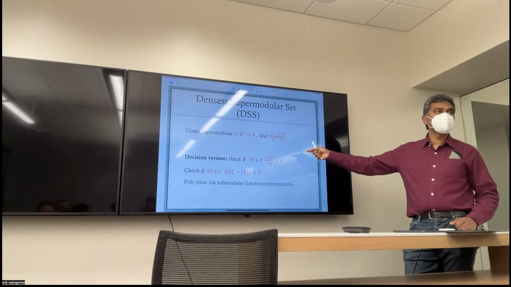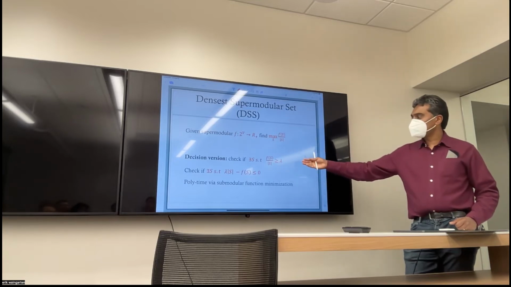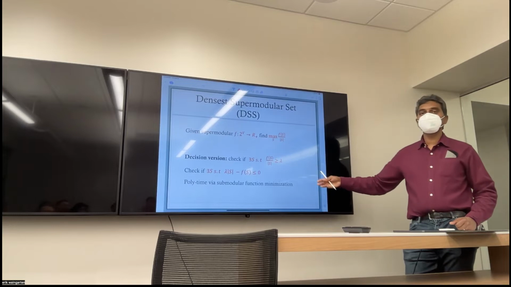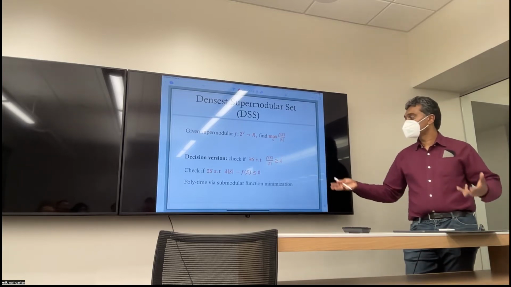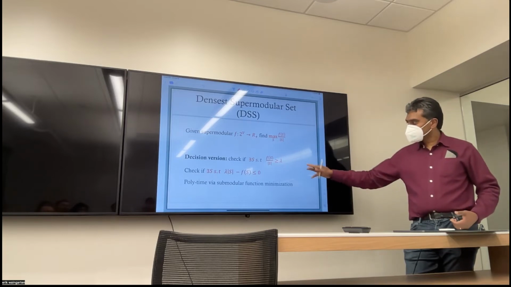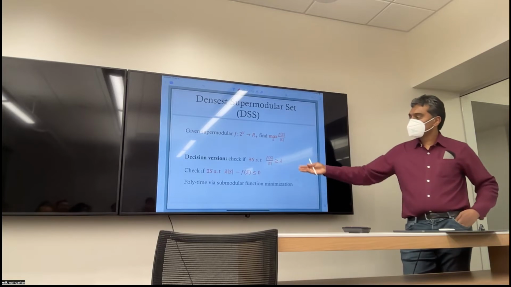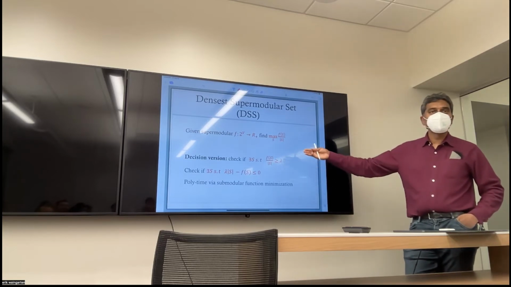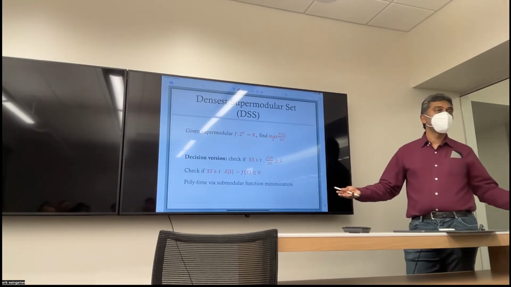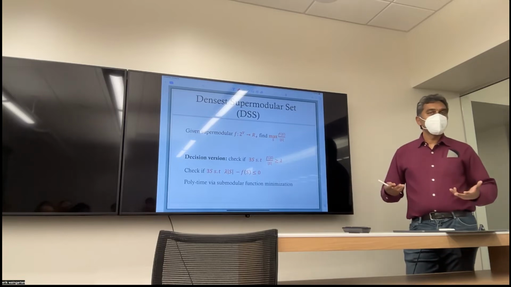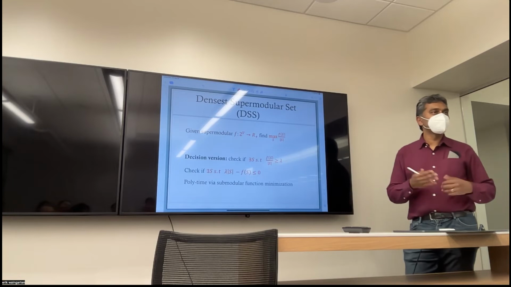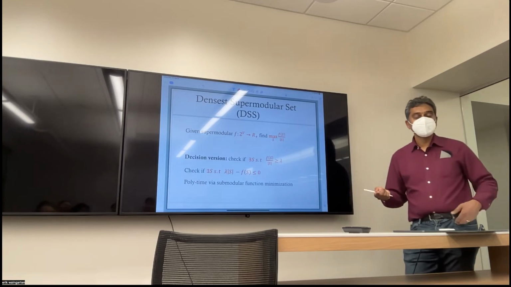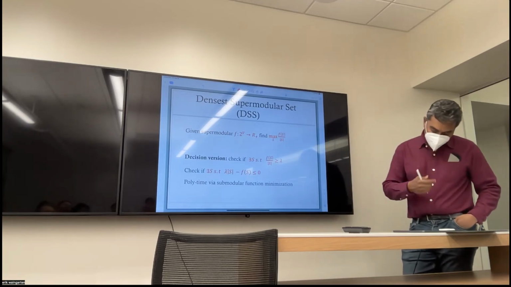Can we solve this? Well, you guess lambda, and then you ask, is there a set such that the ratio of f of S to the cardinality of S is at least lambda? You check that this is possible if and only if the minimum of this function is less than or equal to 0. And this is a submodular function, so you can do submodular function minimization in polynomial time, so you can answer this question. That's one easy way of remembering why densest subgraph is solvable in polynomial time, right? Okay, and it's a supermodular function maximization.